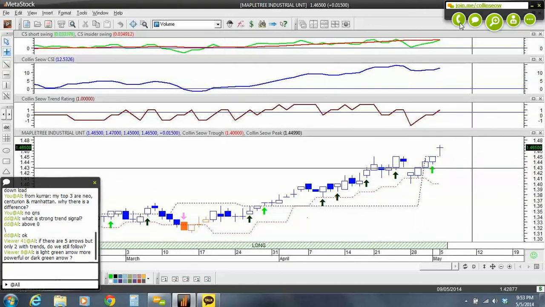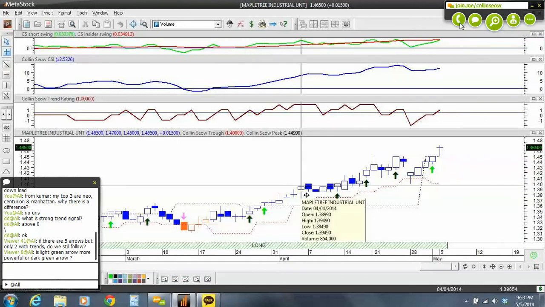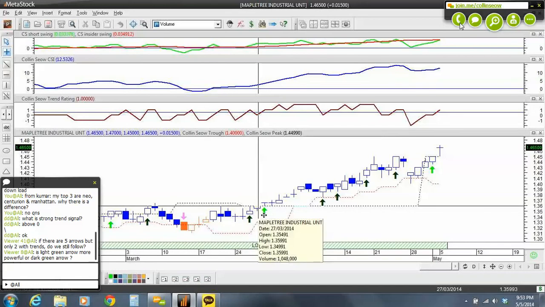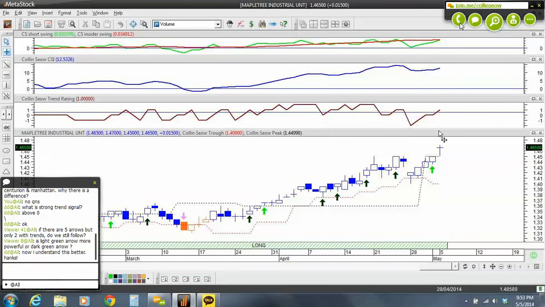So this is like 3 very powerful signals out of 7. Out of the 7 arrows, 3 are very powerful. The rest of the 4 are not so powerful, either because they are inside the peak line, below the peak line, below the resistance, or in this case, no trend rating.